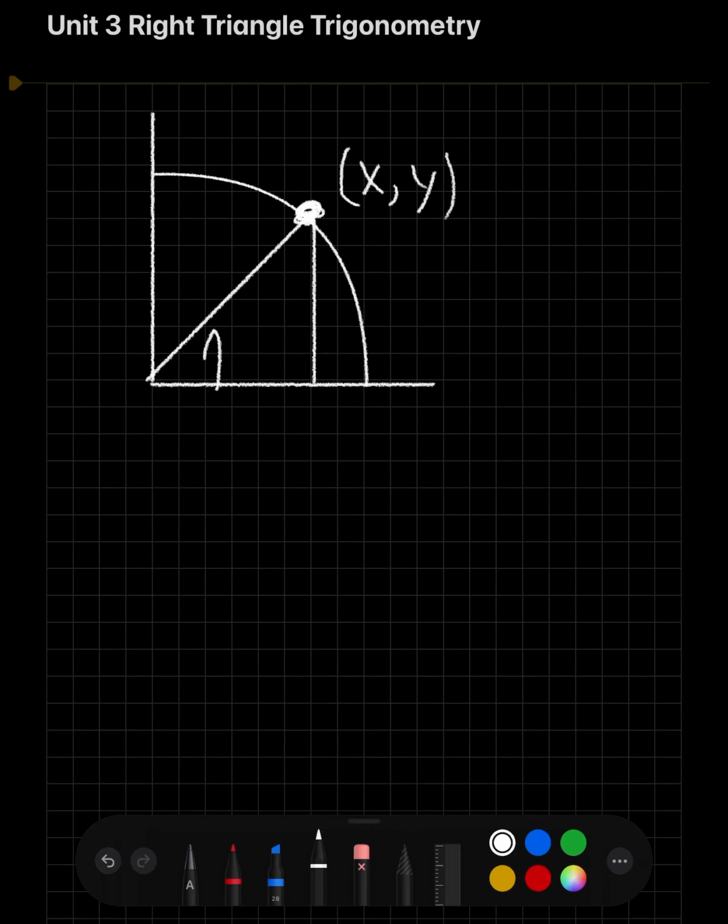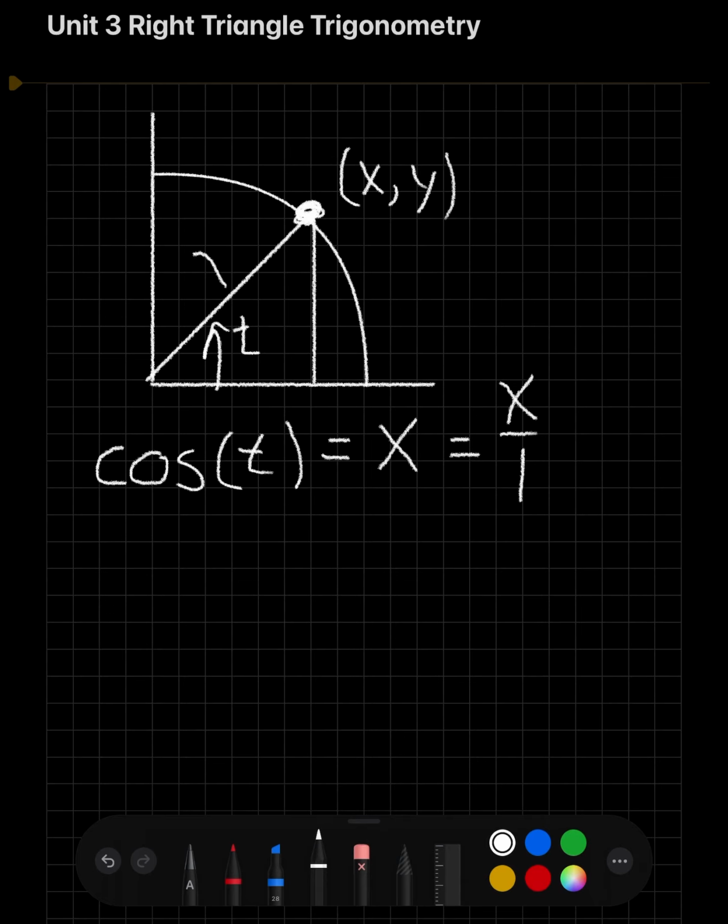And so if we have this angle here, and we call this angle t, then if I take the cosine of my angle t, it's going to equal the x coordinate here. And I'm going to do a little sneaky trick and write this as x over 1, which we can do. And I'm going to remind us this hypotenuse is equal to 1. Similarly, if I take the sine of that angle t, that would give us the y coordinate there, which I'm going to write as y over 1.